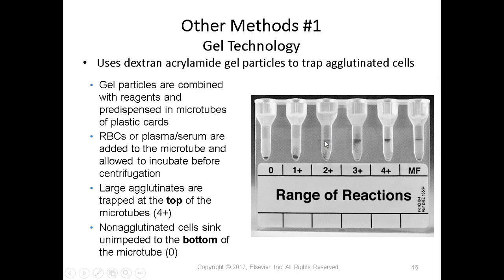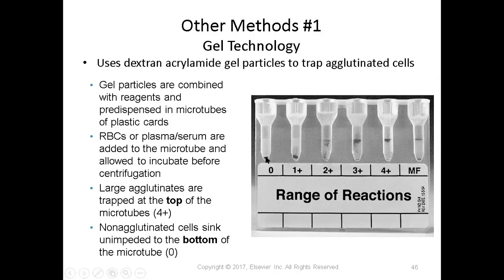2+, we could see that the particles are interspersed throughout. 1+, we could see that there's a good portion of particles here on the bottom, but you can see how there are some trapped in the lower portion of the tube. And then a true negative is going to be a button in the bottom of the tube.